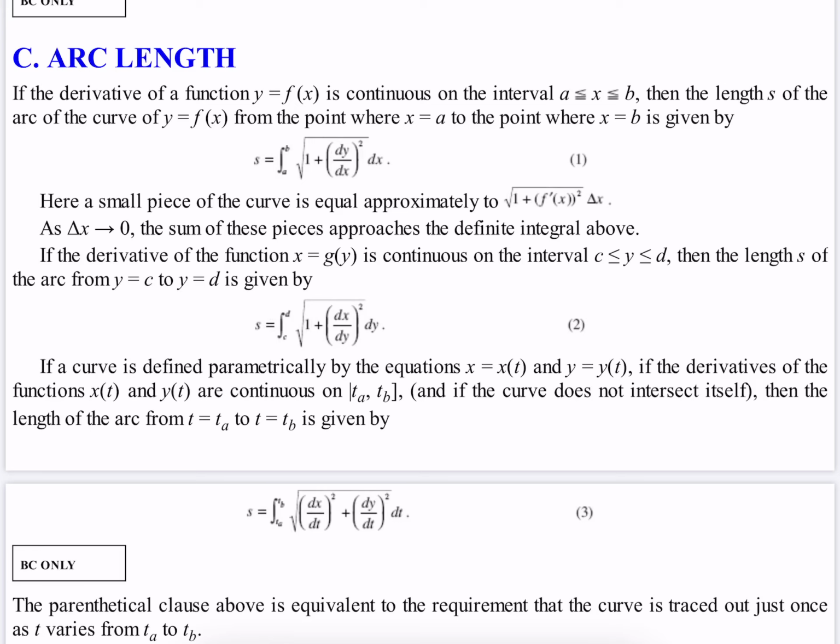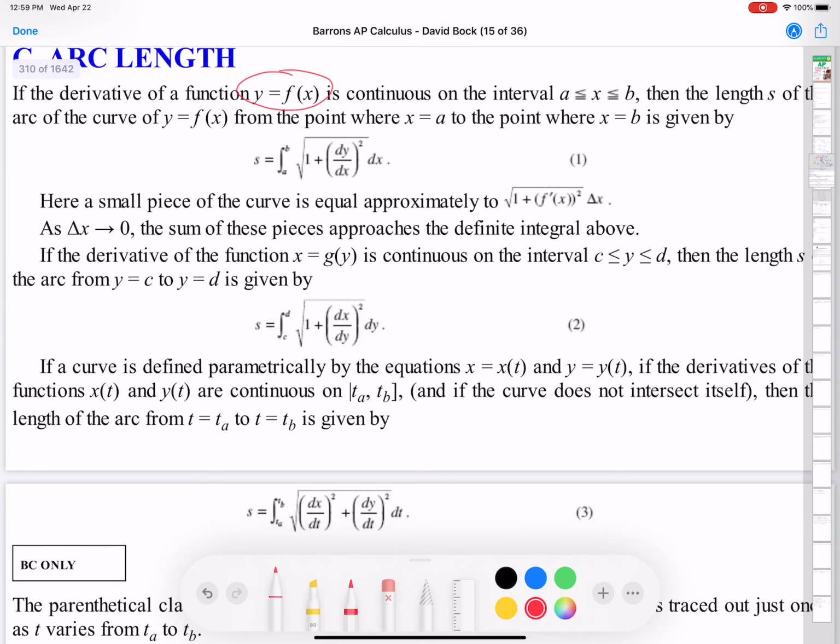Number one, y equals f(x) is given, and then the x interval will be given: x is greater than or equal to a, and less than or equal to b. The length usually uses s. S means the length of the curve, right? So find the length s of the curve y equals f(x). The formula is the integral from a to b of the square root of 1 plus (dy/dx) squared dx.